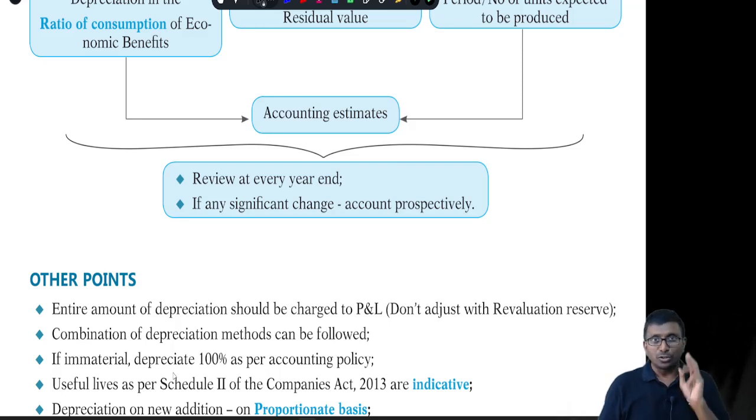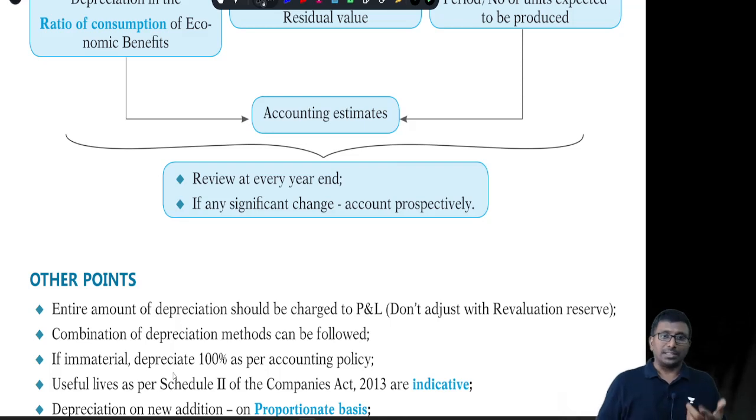Next, Schedule 2 of the Companies Act gives you the lives of the assets. Those lives, whatever numbers they have given, are indicative information, not mandatory for the company to follow. Next point, suppose the company takes it as an accounting policy that up to 10,000 rupees of any fixed PPE, we would like to charge off 100% in the first year itself. They can do so as an accounting policy considering the materiality concept.